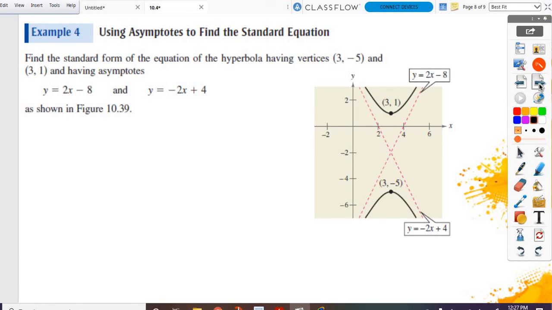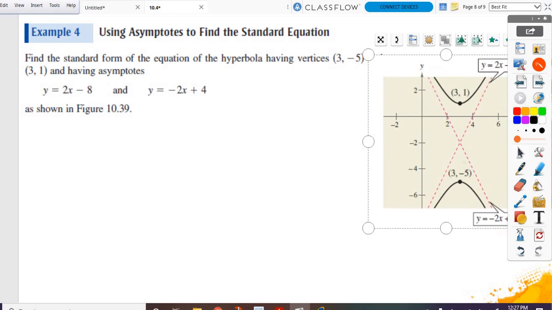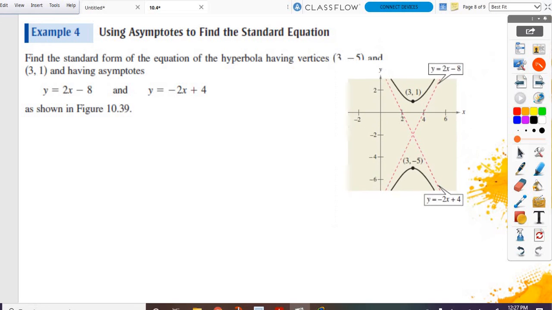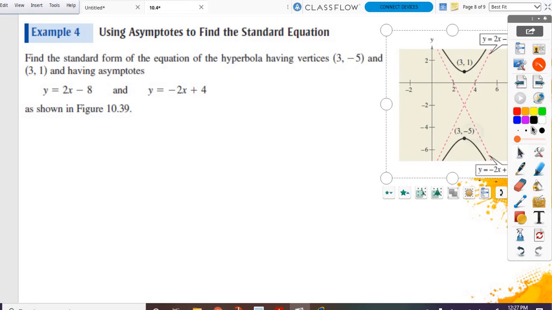So we need to look at our last example for our hyperbola stuff. So on this one, they ask us to find the standard form of the equation of the hyperbola having vertices at 3, -5, and 3, 1. And this time they give us our asymptotes, which we can also see in the figure.